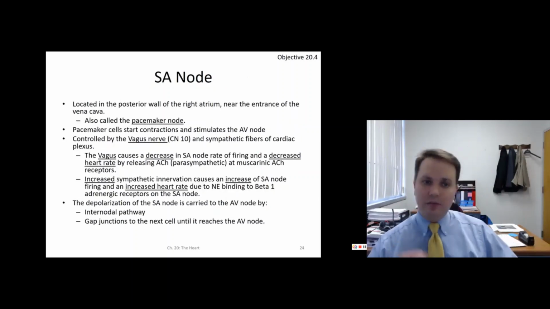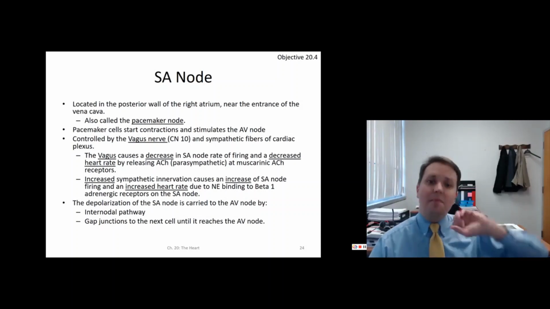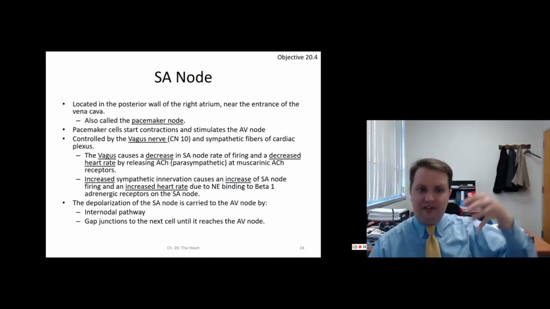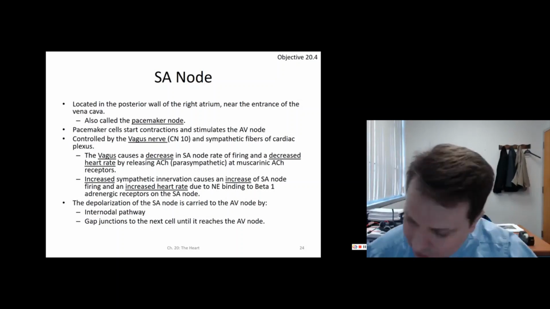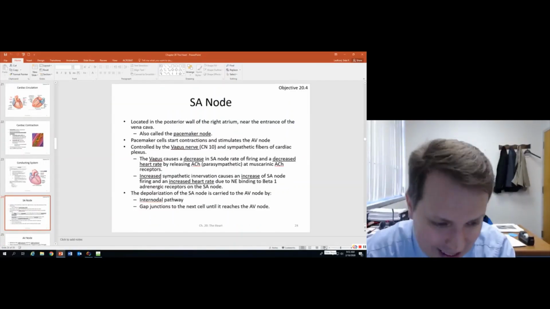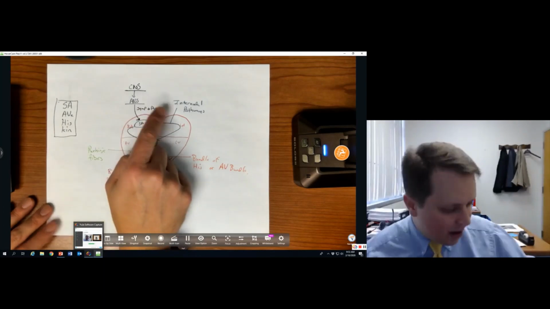It's easier to remember. Now the SA node that we drew on the paper, this guy here, he's kind of on the back of the right atrium. He's near the vena cava. We call this the pacemaker node. Since it's the pacemaker node, this pacemaker starts the contractions of the heart, and it also stimulates the AV node. It sets the node here. Now, there are two things. Now, we said it gets ANS innervation. Okay, we said it gets sympathetic and parasympathetic.